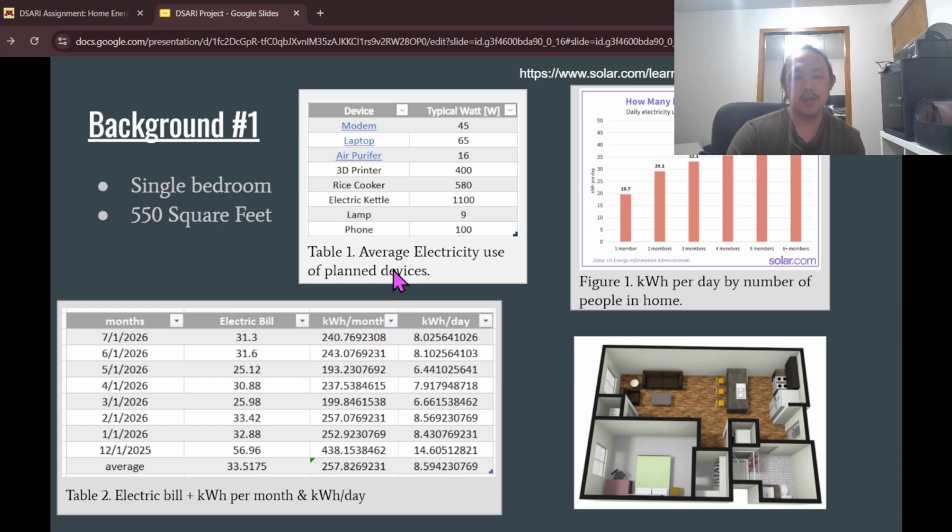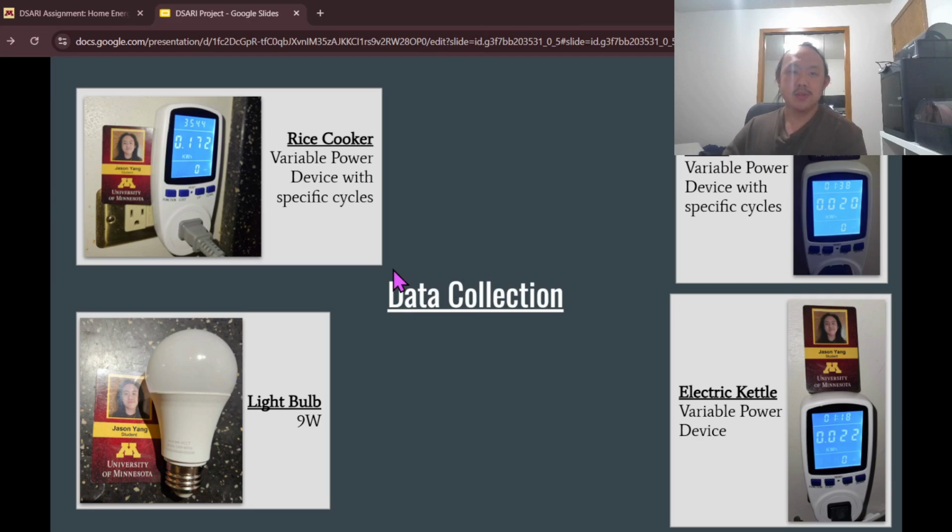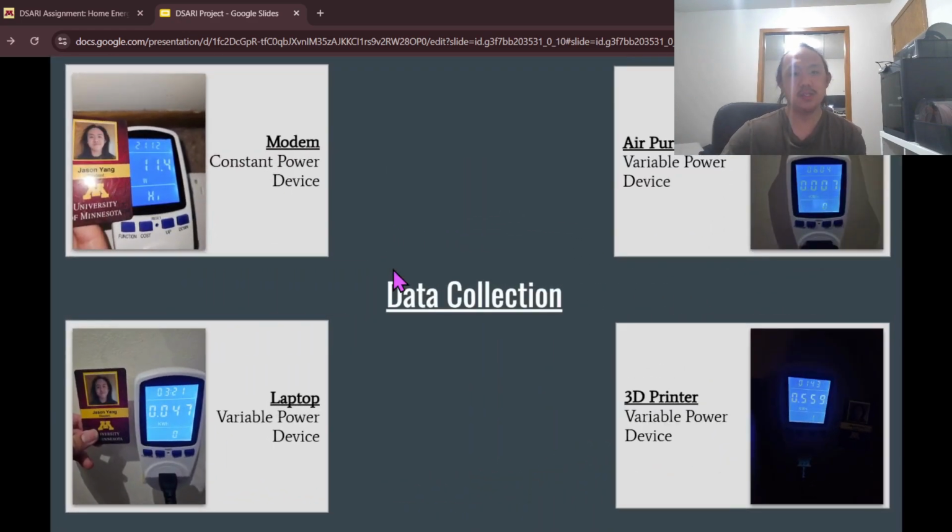As for this project, I'll be measuring the devices as listed in Table 1: the modem, laptop, air purifier, 3D printer, rice cooker, electric kettle, lamp, and phone. As you can see, I also listed the typical wattage in which they would be used. So here are the 8 devices. I listed the names of each device alongside what power device it is, whether it's a variable power device, a variable power device with a specific cycle, or a constant power device. So here's 4 of the 8, and here's the other set.